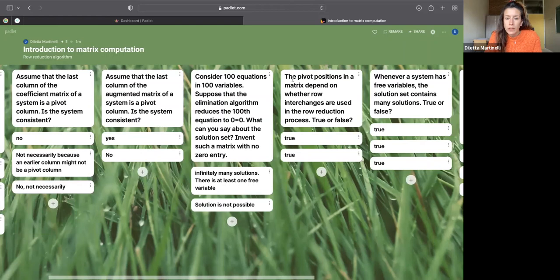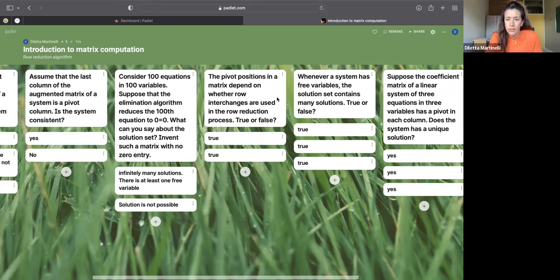The pivot positions in a matrix depend on whether row interchanges are used in the row reduction process, true or false. And I would say that actually it's false, because the position is always the same. You might need to interchange rows to get a non-zero pivot, but the position where the pivot will be is always the topmost in the leftmost non-zero column. So the position doesn't depend on the row interchanges.